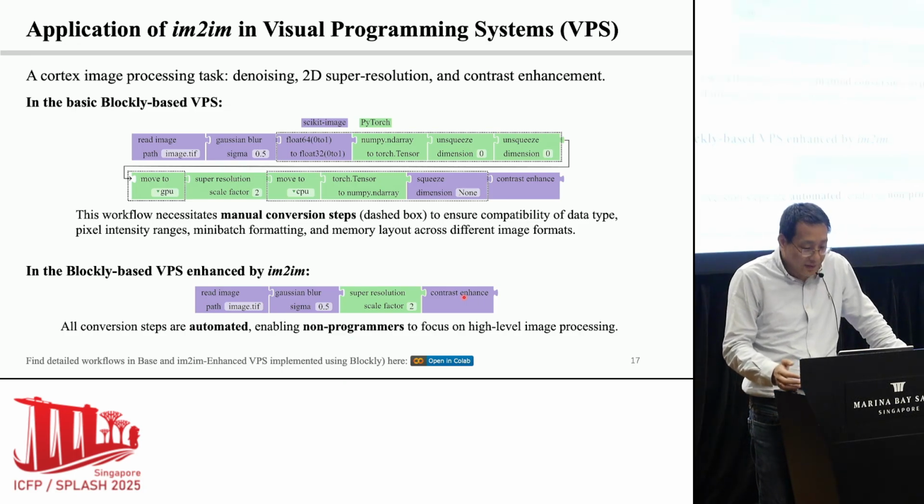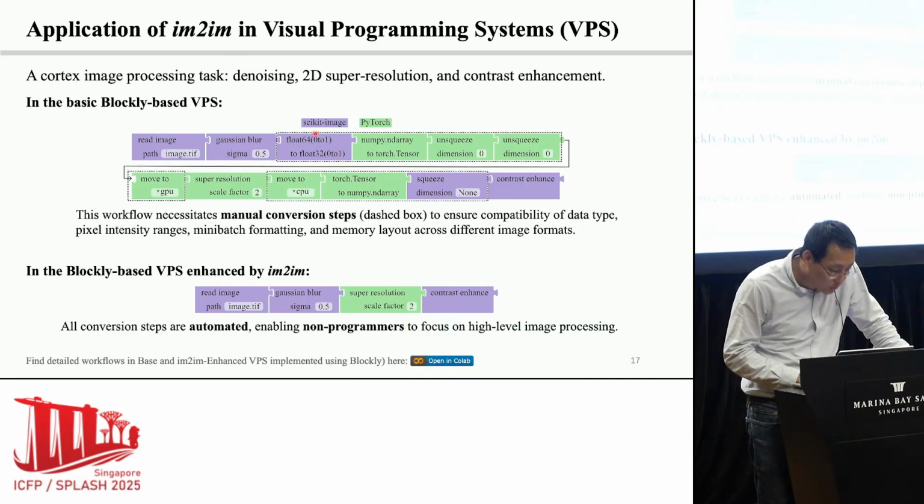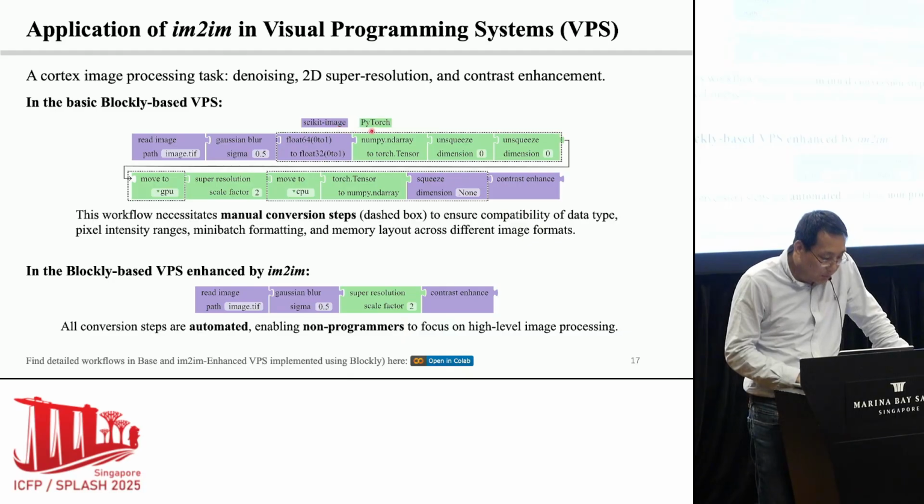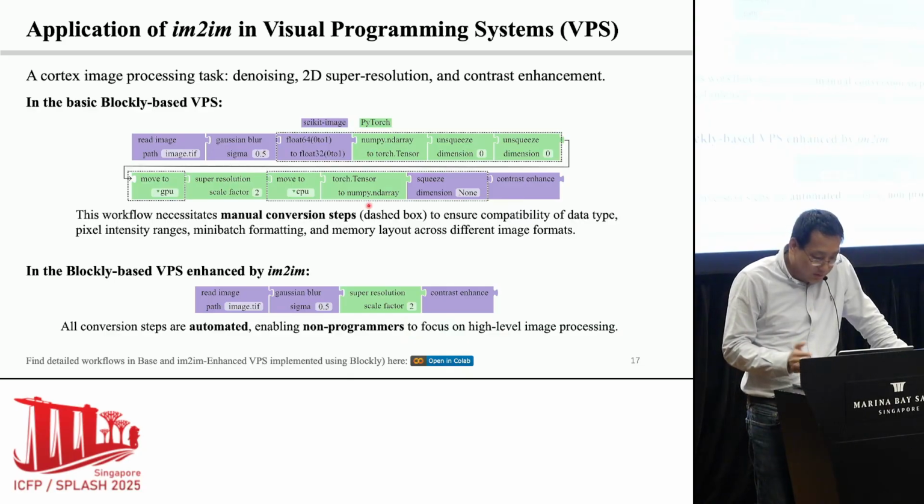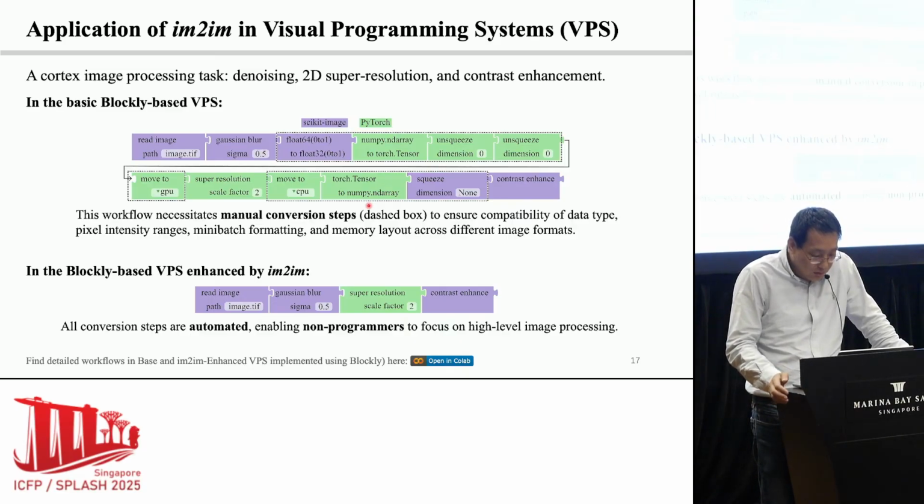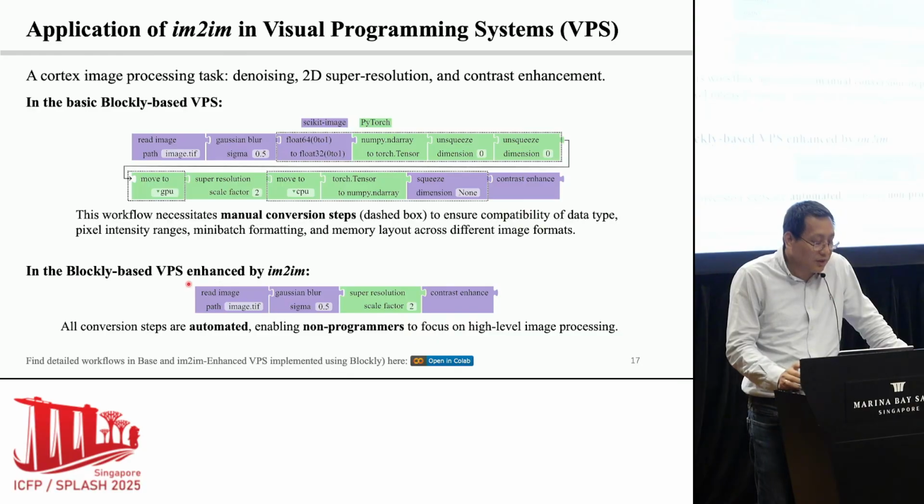Similarly, this is another example involving denoising, super resolution, and contrast enhancement. Again, in the basic Blockly-based visual programming system, we use functions mainly from two libraries, scikit-image and PyTorch. The functions in the dashed box are the necessary conversions to ensure compatibility in terms of data type, pixel intensities, minibatch style, and memory layout. So again, using im2im, all conversion steps are automated.